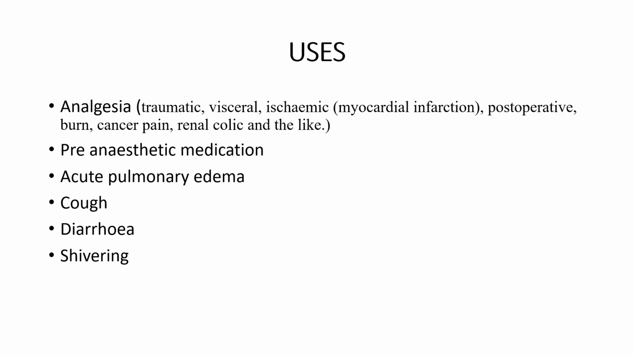Opioids are mainly used in pain management, especially pain due to trauma, visceral, ischemic, post-operative, burns, cancer, and renal colic. All such kinds of pains respond better to opioids. It is used in pre-anesthetic medication because of its analgesic, sedative, and anxiolytic properties. It is used in the management of acute pulmonary edema or left ventricular failure because it relieves the anxiety of the labored breathing, and also it shifts the blood from the pulmonary system to the periphery, so it relieves the congestion. And it is used in the management of cough.